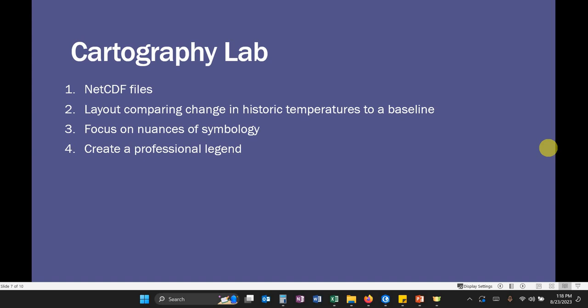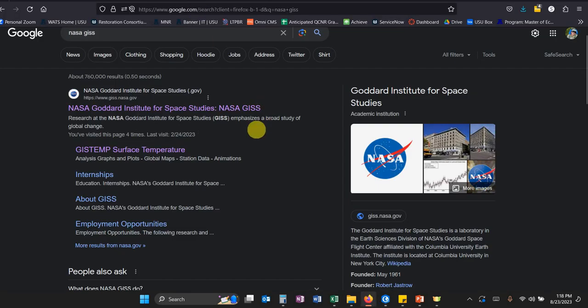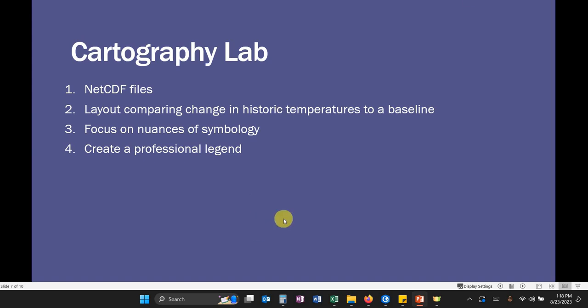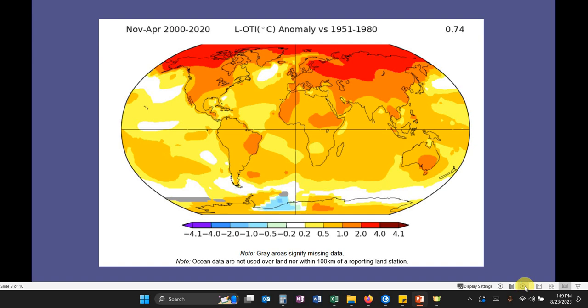Each of these variables can be displayed through a dimension such as time in ArcGIS by making a layer or a table view from a NetCDF file. We'll be downloading these files from NASA, the NASA Goddard Institute for Space Studies. In this lab, we'll be focusing a lot on the nuance of symbology, and then you'll also be tasked with creating a legend that goes beyond the defaults in ArcGIS Pro, so making attractive looking legends.